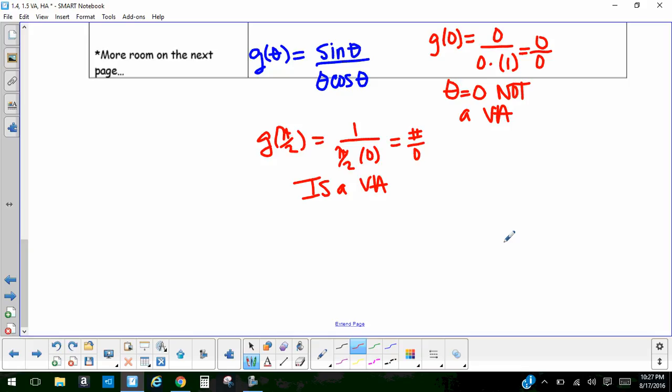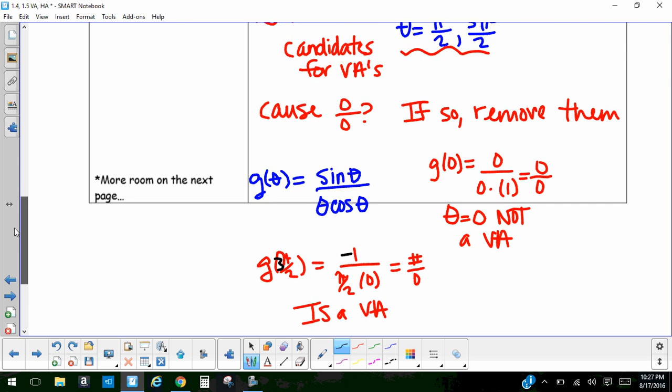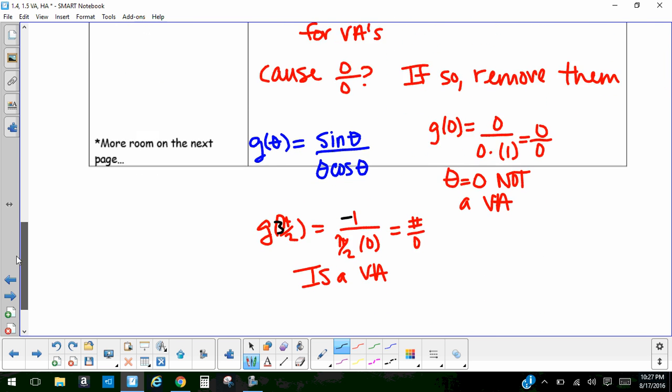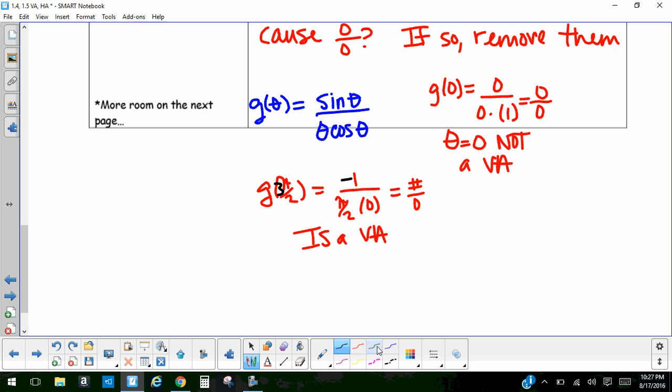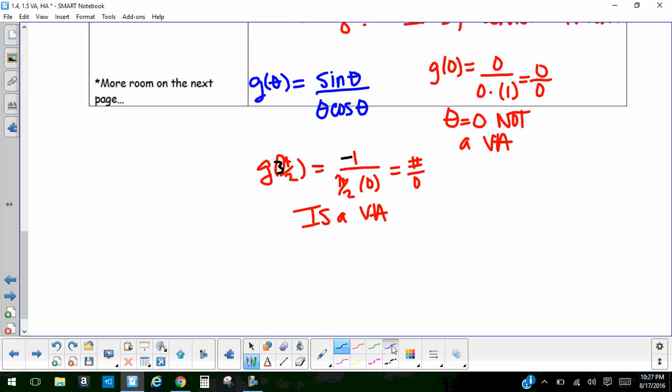All that's going to change when I go up and put the 3 pi over 2 is that sine of 3 pi over 2 is -1. That's still a number over 0. That's still a VA. So you're just cycling through, and these checks could even be in your head. It's not a problem. You don't really have to write it down. But before you decide what your VAs are, you need to go through and check that they don't cause 0 over 0. So my final answers for where I have VAs, I only have VAs when theta is pi over 2 or 3 pi over 2.